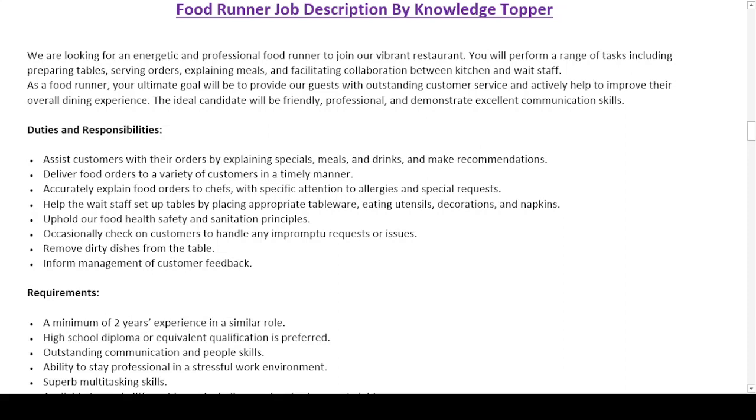Basically, this job description of a food runner is not only important from the perspective of an employer or a company, but it is also very important from the perspective of employees as well, because in this job description we have included many important duties and responsibilities of a food runner that help potential candidates to work on important requirements in order to meet the specific requirement of this particular job.